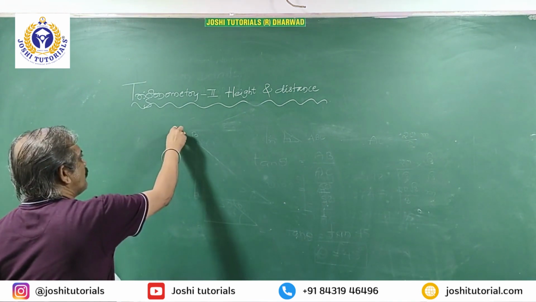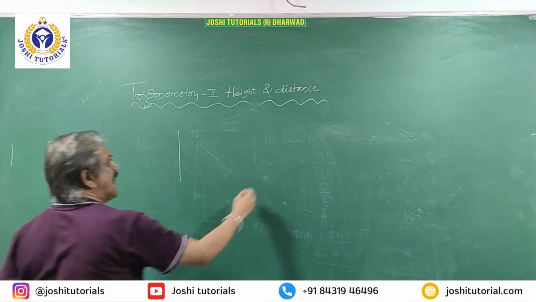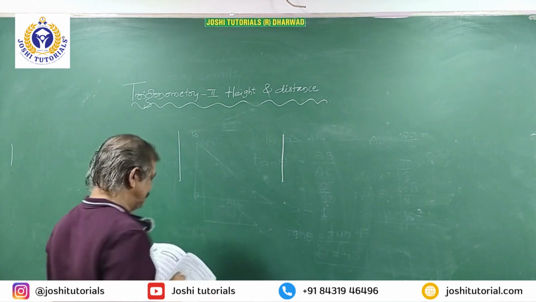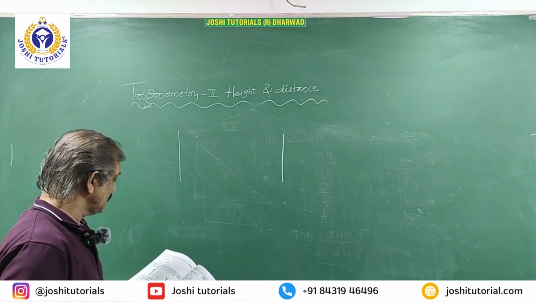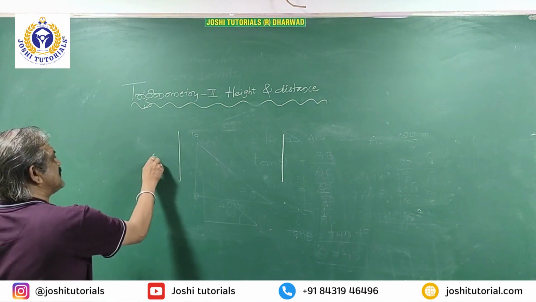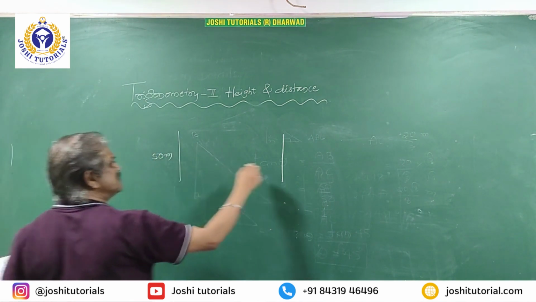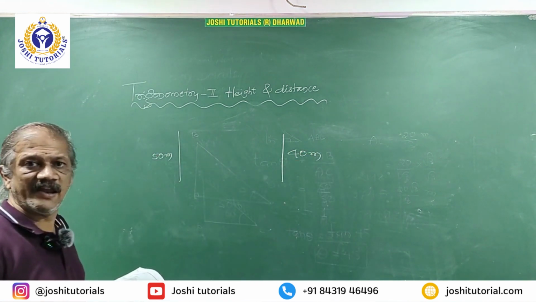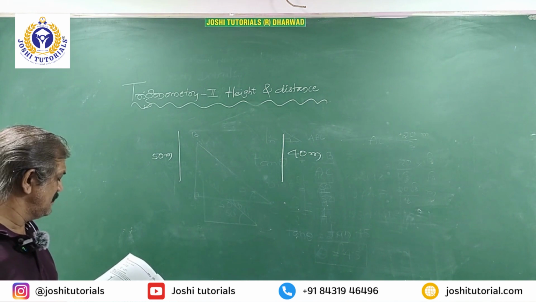There is one windmill and there is another windmill. Two windmills are there. The heights of the windmills are 50 meter and 40 meter.